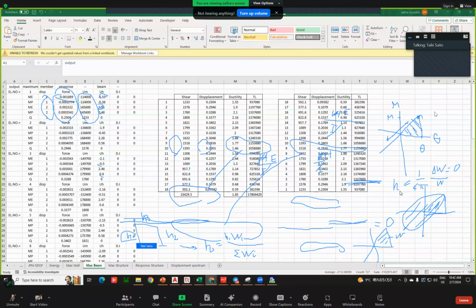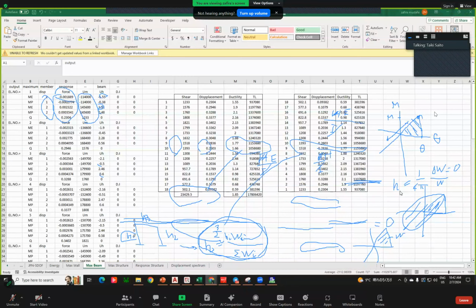Well, actually, the summation of potential energy of H1 and H2... there are three elements. Okay. So this is a definition of the average damping coefficient. I think you used this formula before. You remember? Yes.